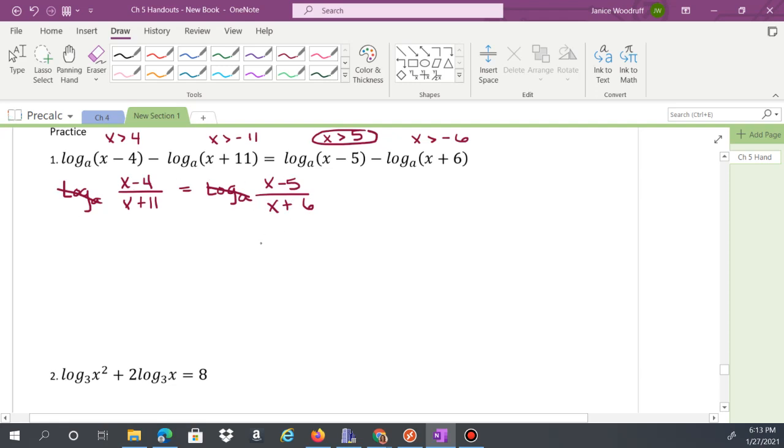So this is just going to be a cross multiplication problem. We have x minus 4 over x plus 11 equals x minus 5 over x plus 6. So let's just cross multiply. So x minus 4 times x plus 6, and then equals x minus 5 times x plus 11. Okay, cross multiply.